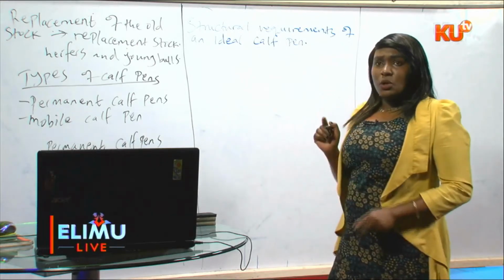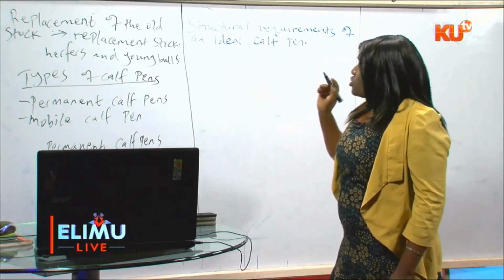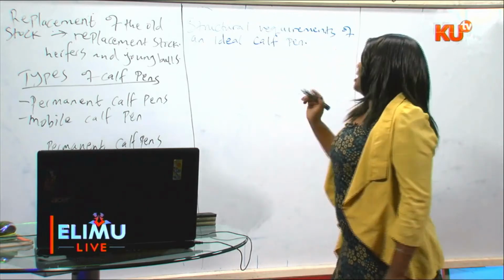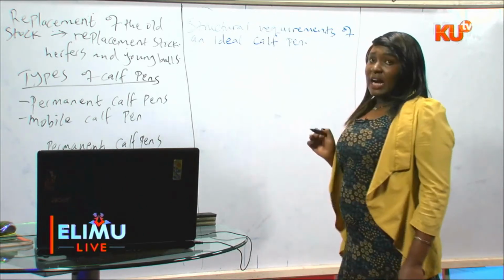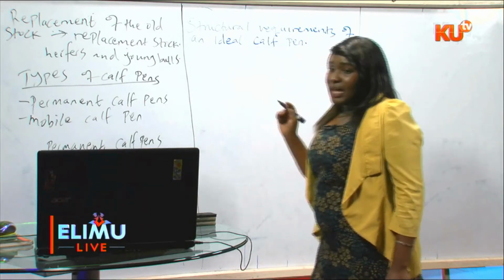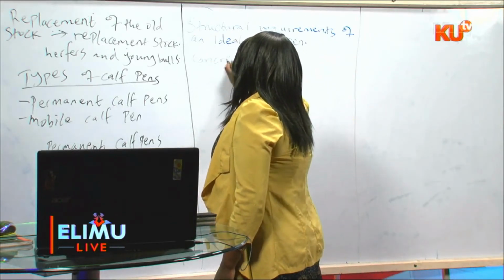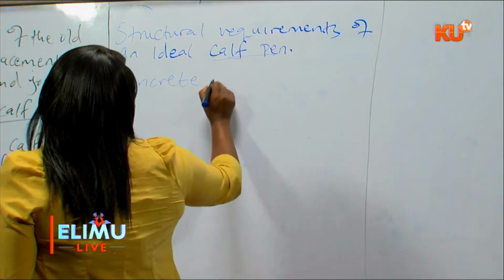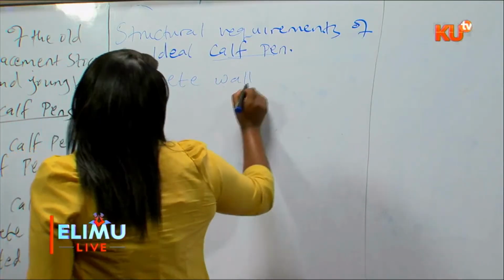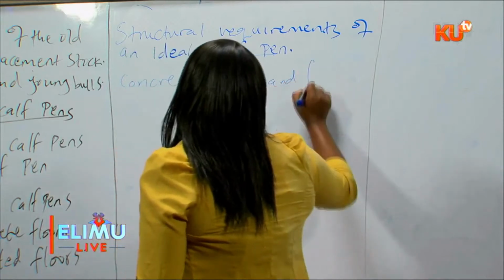The first thing that we look at is that when you're constructing your calf pen, ensure that this calf pen has concrete walls and floors.